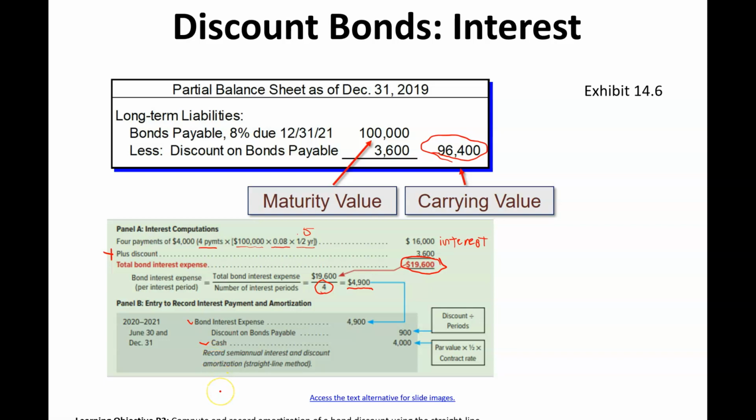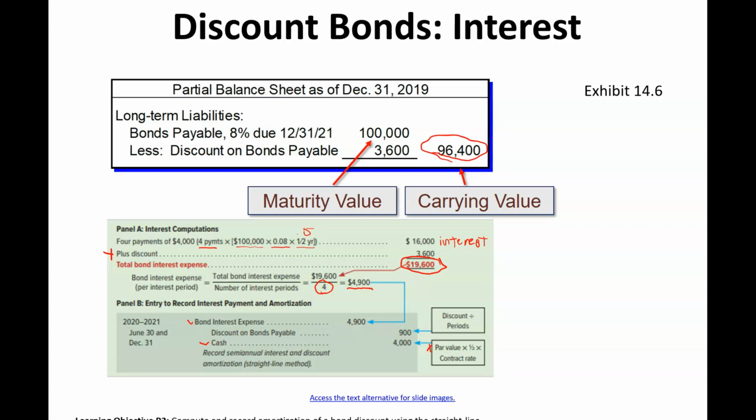We will credit cash for $4,000, which is the amount of the interest. It is par value times the contract rate, which is 8%, and then you multiply it by 1/2 or 0.5. That difference goes into discount on bonds payable, and that is $900.